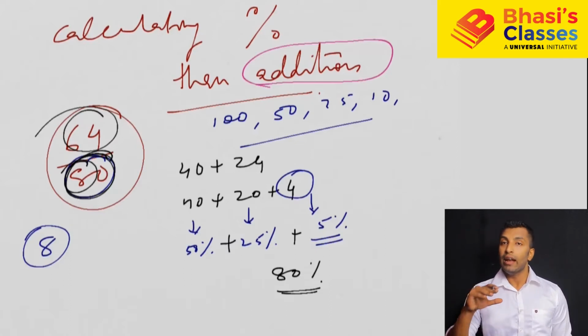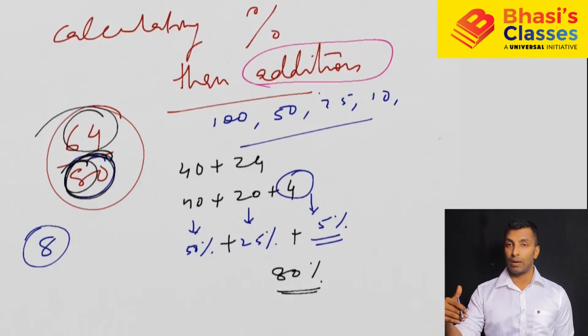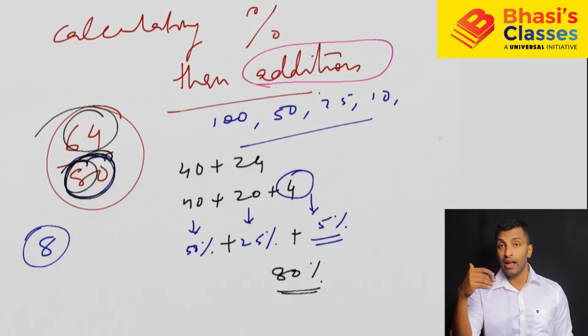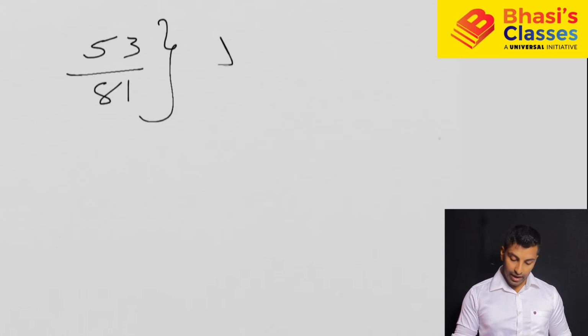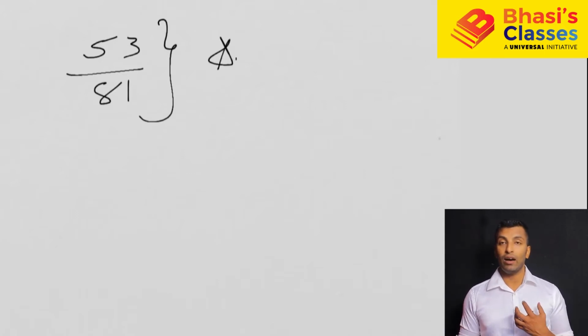Now let me take a bigger number, or a number where decimals will also come, and I will tell you the process you're supposed to follow in your actual exam. Let's take the fraction 53 by 81. I want to see what percentage of 81 is 53.